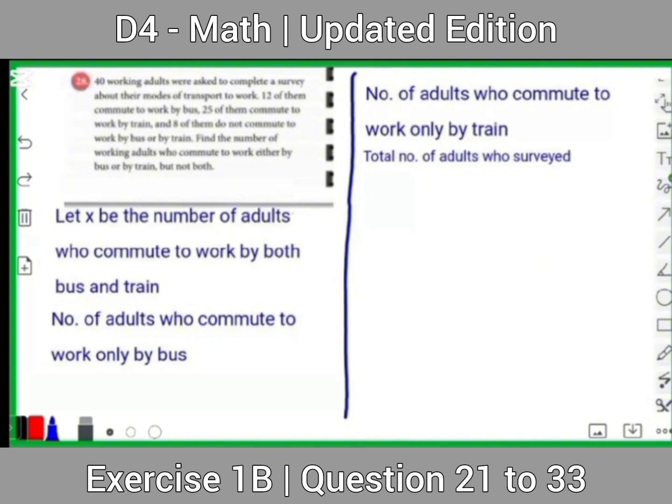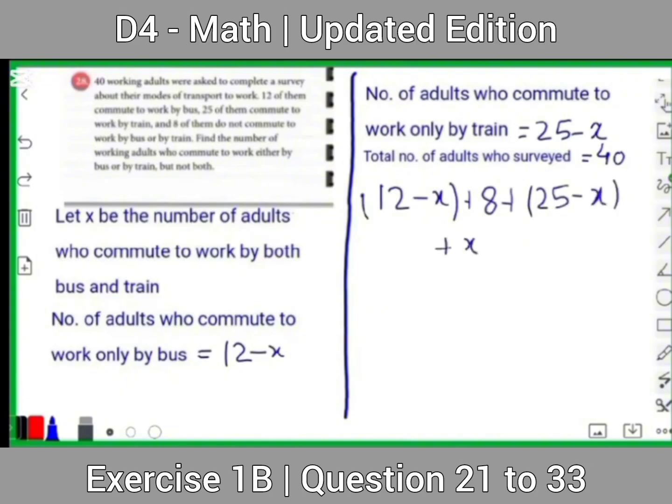Now let X be the number of adults who commute to work by both bus and train. So the number of adults who commute to work only by bus will be 12 minus X. The number of adults who commute to work only by train will be 25 minus X. The total number of adults surveyed is 40, and the number who commute neither by bus nor by train is 8. So if we put all these values together and equate them to 40: 12 minus X plus 8 plus 25 minus X plus X equals 40.